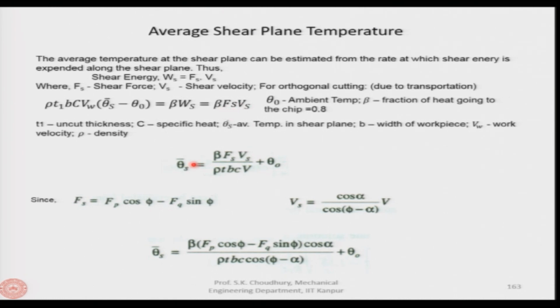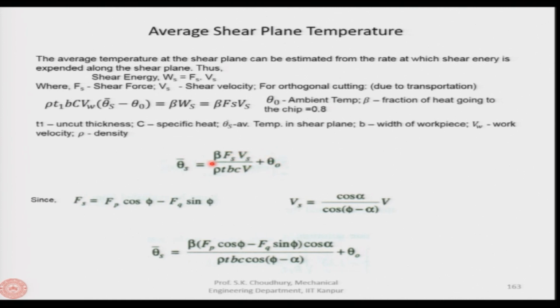Now, from this equation we can find out that theta s bar, the temperature occurring in the shear plane, will be equal to 0.8, which is the beta we have taken, the fraction of heat going into the chip, times Fs into Vs divided by the density, uncut thickness, width, specific heat and the velocity of the workpiece. Plus the ambient temperature, whatever it may be.